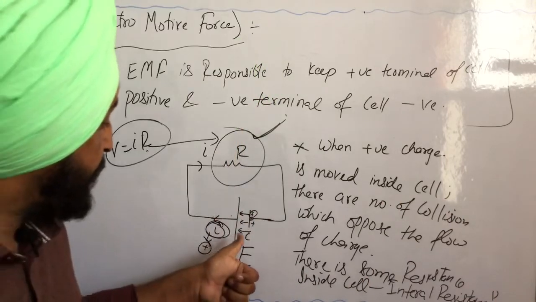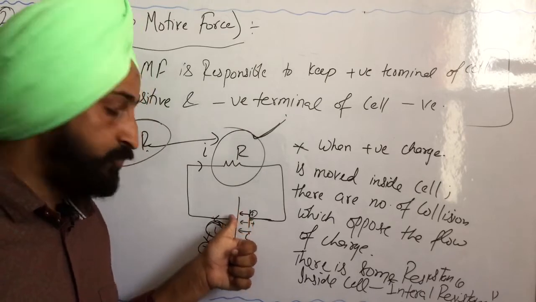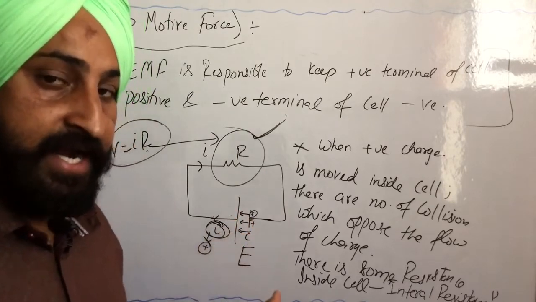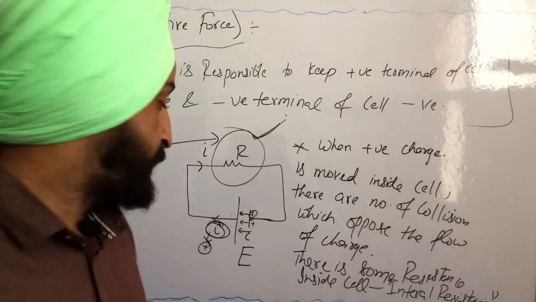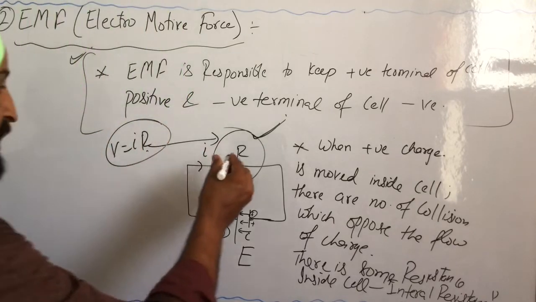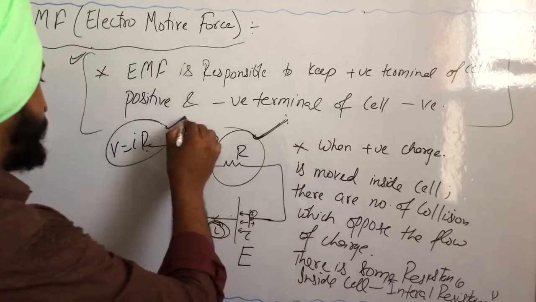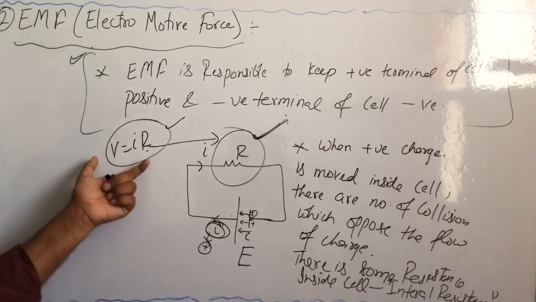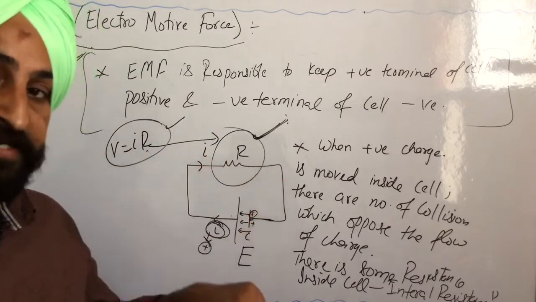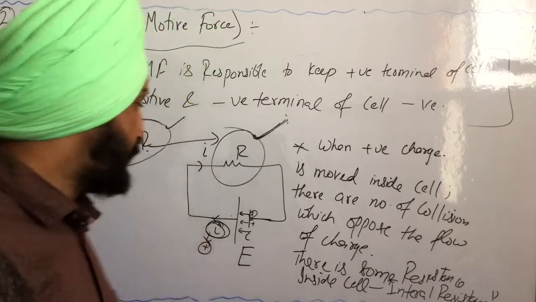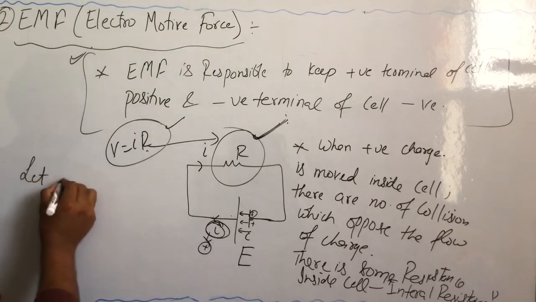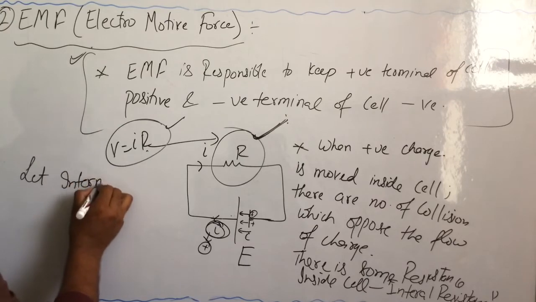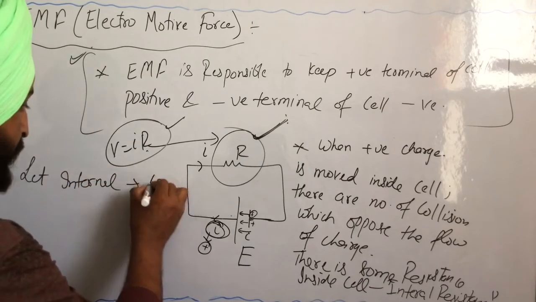Now when this current is moving from the negative terminal to the positive terminal of the battery, it undergoes a number of collisions, due to which internal resistance arises. Now similarly, as there is a potential drop across the external resistance, there must be some potential drop across the internal resistance. Let the internal resistance be small r.